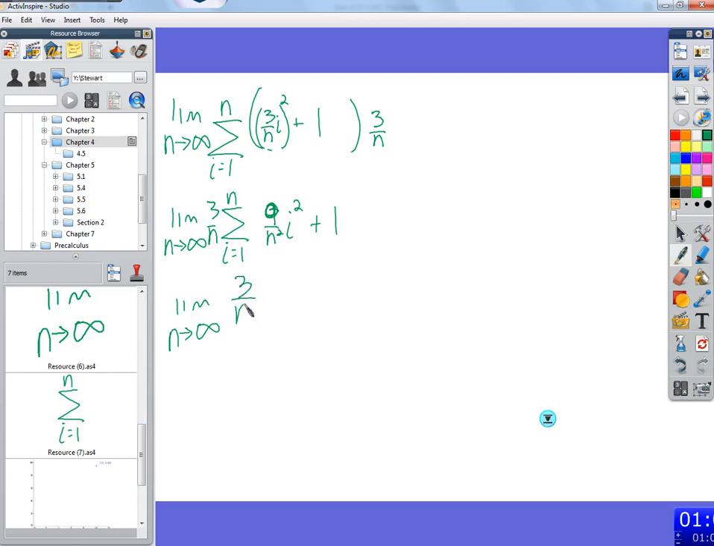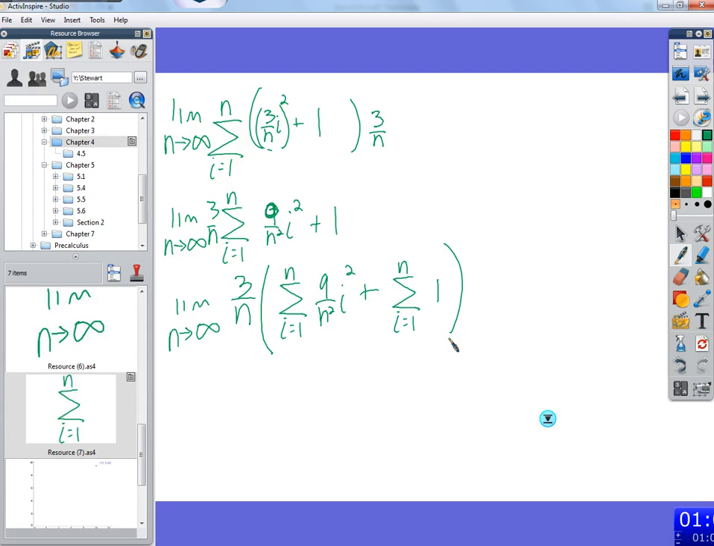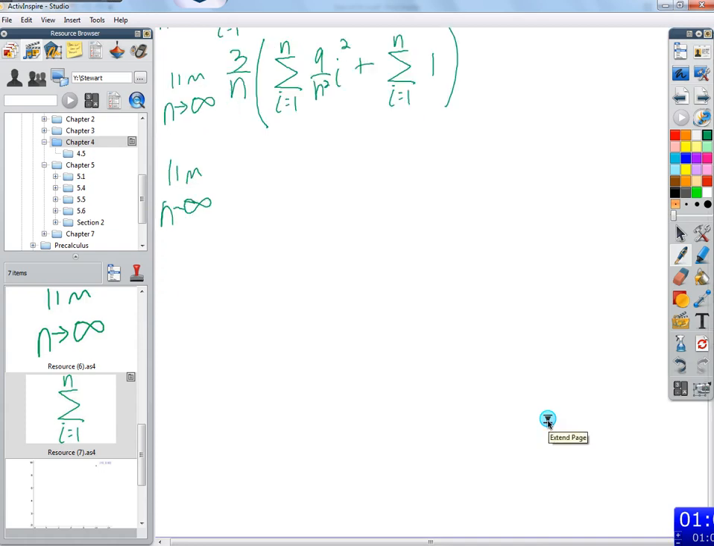Alright, let's see if that makes this faster or if I just wasted a bunch of time. We could split up these sums wherever there's addition or subtraction. So there's that part plus 1. The 9 over n squared can come outside, times this. Plus, what's this going to work out to be? n, because we're going to add up 1 plus 1 plus 1, n times. So that's going to be n.